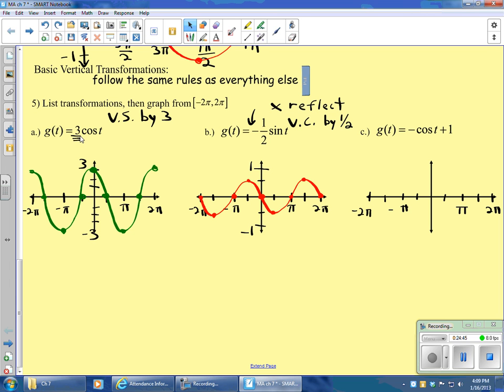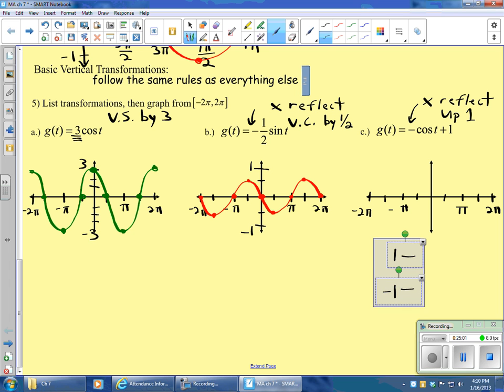On the last one, again, the negative out in front is an x reflection. The +1 means everything gets shifted up 1. So normally cosine goes from -1 to 1. If I take that and I move everything up, that's actually going to be 0 and 2. So I just moved everything up 1. So I'm actually only graphing this above. My new center line is at 1. That's actually called the midline, and usually you put a dotted line there so you know what the center of the graph is.